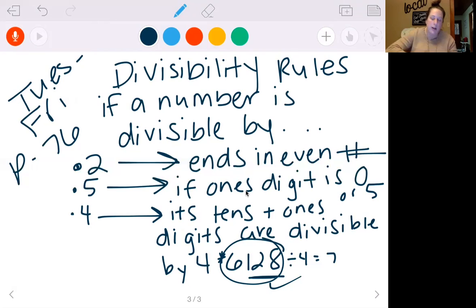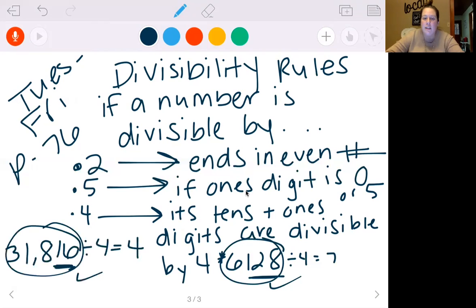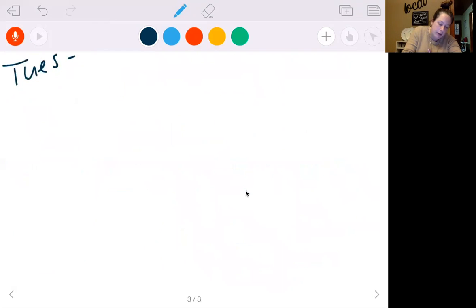So 31,816 is divisible by 4. And what you'll be doing with all of these is kind of like a little chart where you check things off. Okay, so I'm going to clear this real quick, and I'm going to rewrite Tuesday through Friday in case you're starting here. So the next one is by 3.